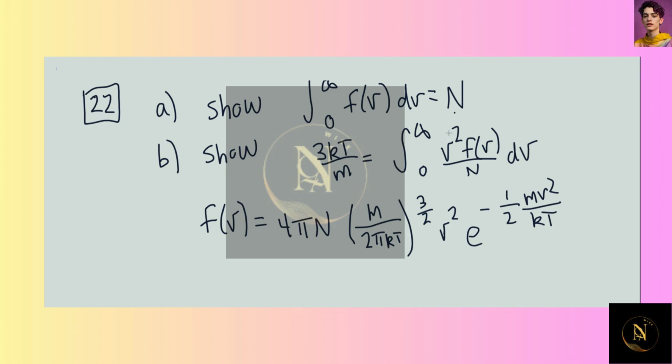And also this second integral, if we integrate v squared over N times the distribution, f sub v, over all the speeds, we get 3kT over m. So these are two properties that we need to prove. This is essentially just a difficult integration. So let's jump into it.